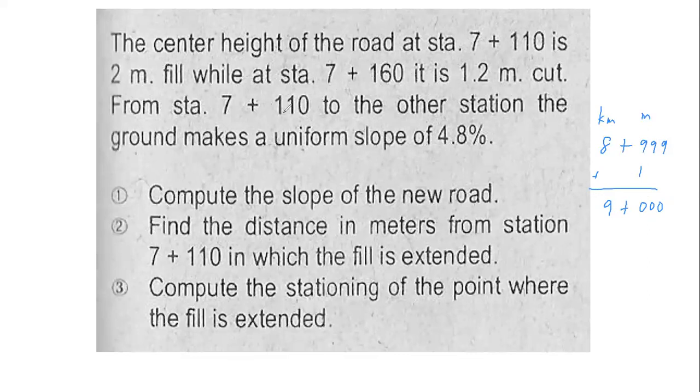From the first station, 7 plus 110, to the other station, the ground makes a uniform slope of 4.8%, a positive slope. So we expect a line which leans towards the right. Our task here is, first, to compute the slope of the new road. Second, find the distance in meters from the first station to which the field is extended. And third, compute the stationing of the point where the field is extended.